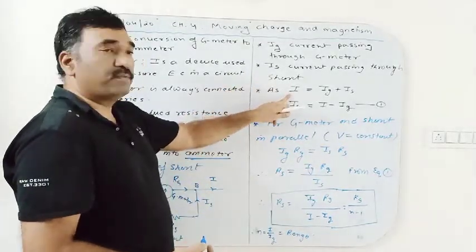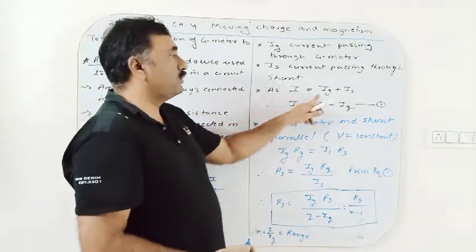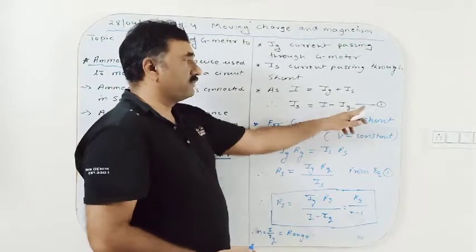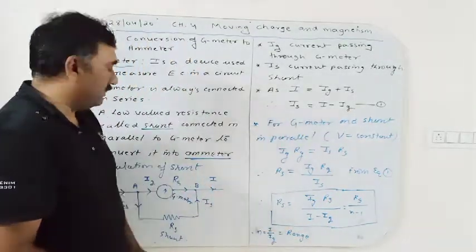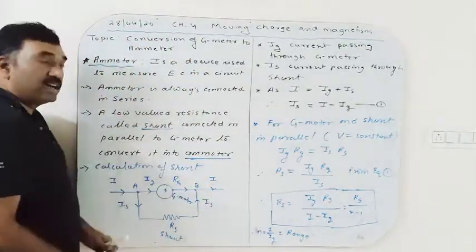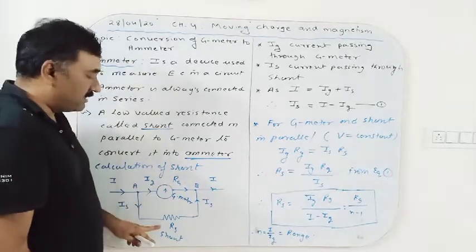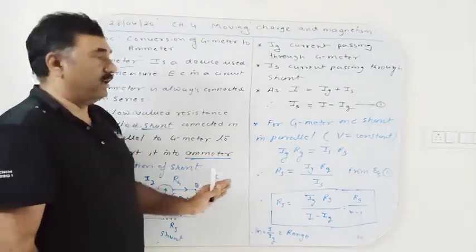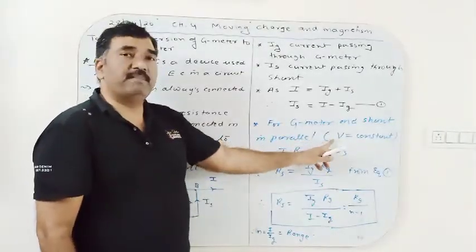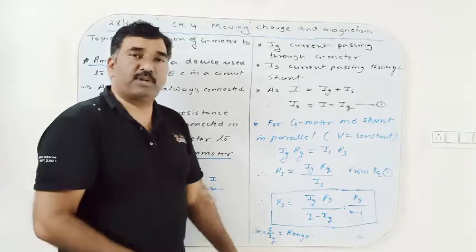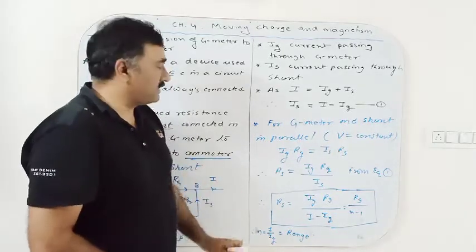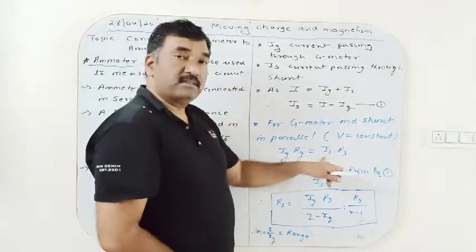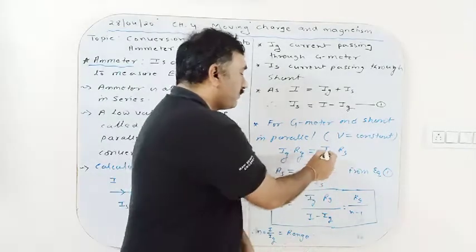From Kirchhoff's junction rule, I is equal to Ig plus Is. So what is the value of Is? I minus Ig. That is taken as equation number 1. Here Rg and Rs are the resistance of the galvanometer and the resistance of the shunt respectively. The galvanometer and shunt are both in parallel, so in parallel their potential remains constant. And what is the formula for potential? Current multiplied by resistance. So Ig into its resistance Rg, and for the shunt Is into Rs.